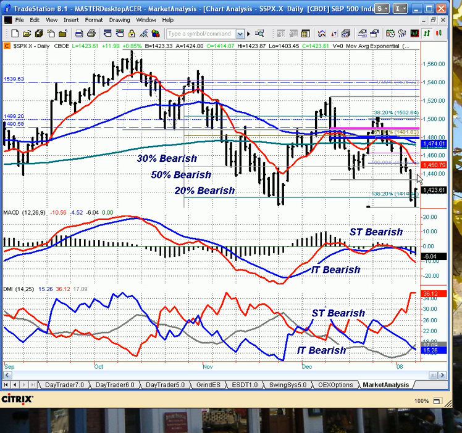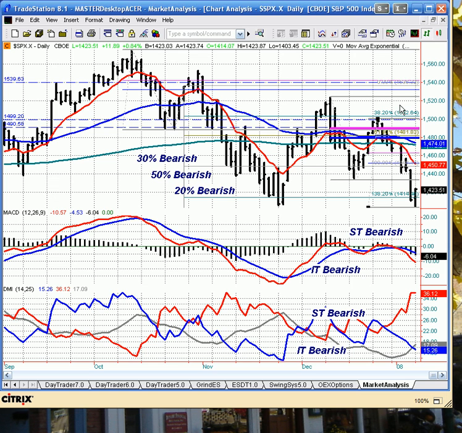So you definitely want to be adding to short exposure should we get back to 1440 to 1450, which is in all likelihood, and definitely want to be lightening up on some stuff as well if we break below here, because it could get a little nasty. But that's what we're here for.